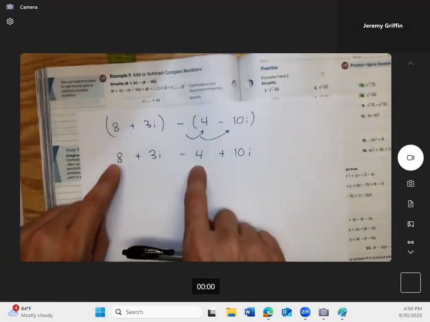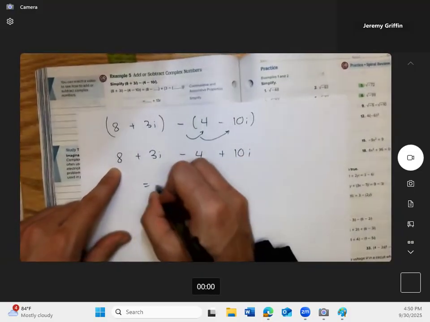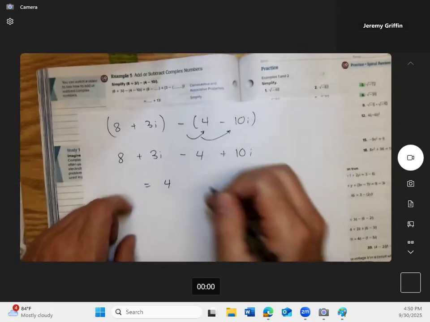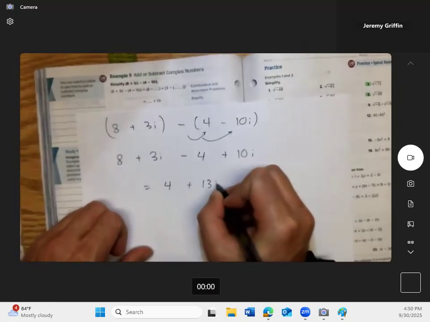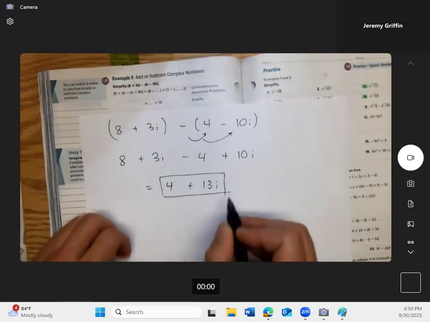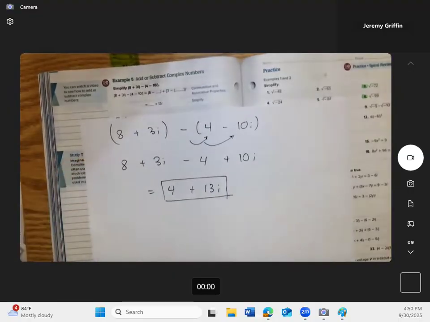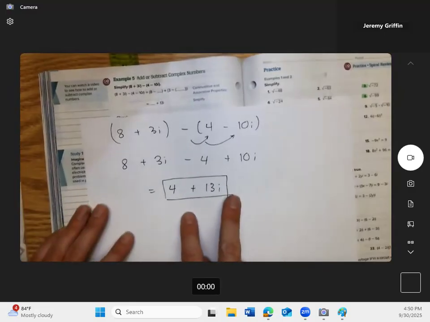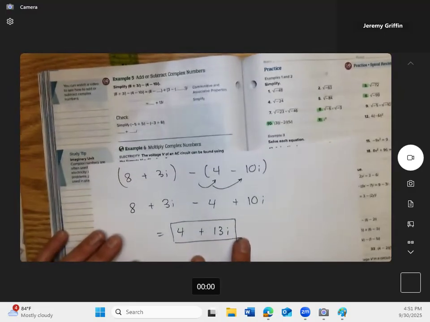Now I see these two real numbers, these two imaginary numbers. So let's add the reals together. So 8 minus 4 gives me 4. And 3i plus 10i is 13i. So that looks like a complex number, right? Real plus imaginary. Okay, so that's example 5. We check the book, make sure that's what we got. Example 5. 4 plus 13i. Yeah, 4 plus 13i. That's the answer.